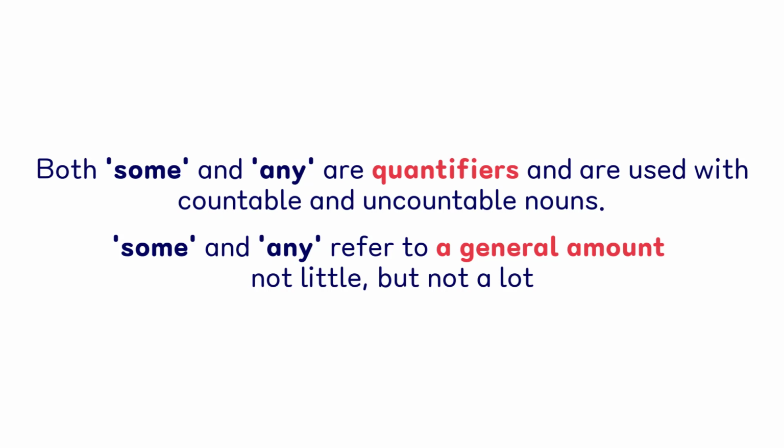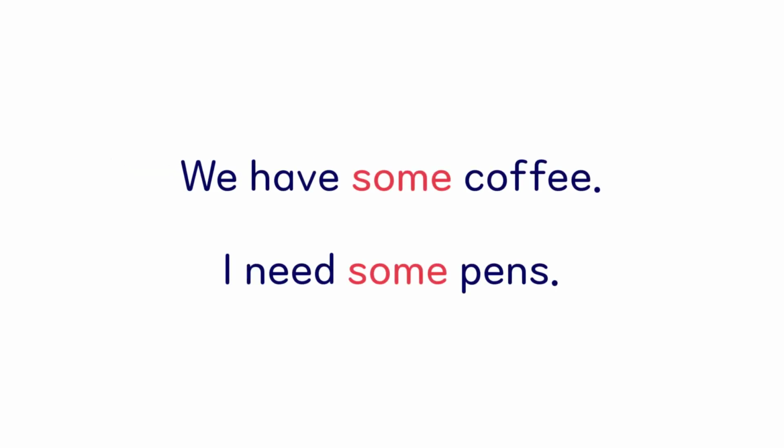Let's first take a look at how some is used in sentences. We have some coffee. I need some pens. In the first sentence, we use some with the uncountable noun coffee, and it generally means that there is more than a little bit of coffee, but not a lot of coffee.